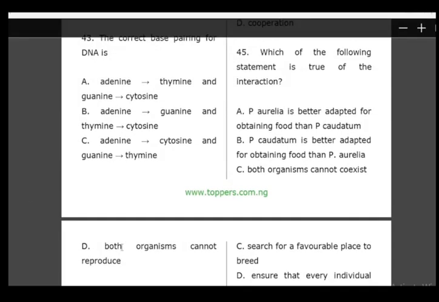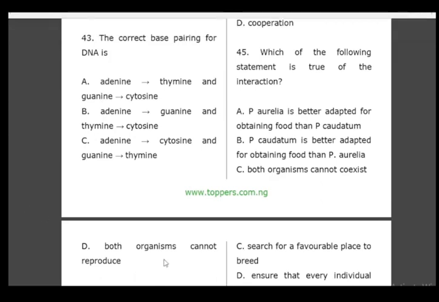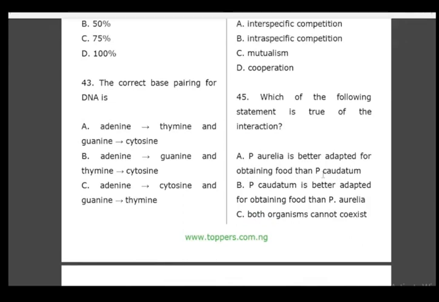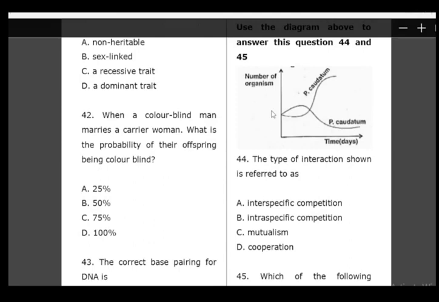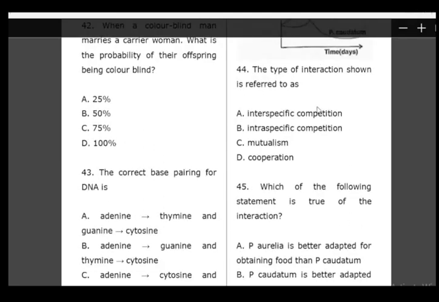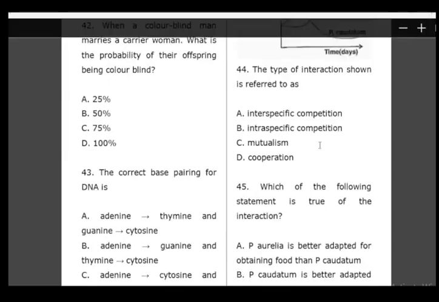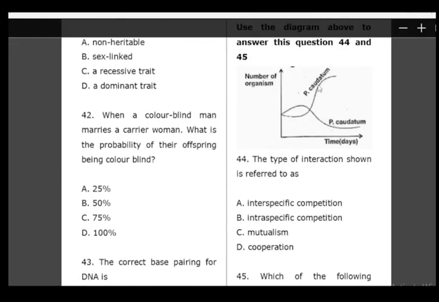Now, it is not that the organisms cannot reproduce. If they cannot reproduce, then the organisms should have gone into extinction. So that is not the answer to that question. So let us stick to options A to C. Now, P. Aurelia is better adapted for obtaining food. They did not tell us which one is adapted to obtaining food in this diagram here. They didn't specify which one is adapted to obtaining food or which one is not adapted to obtaining food.